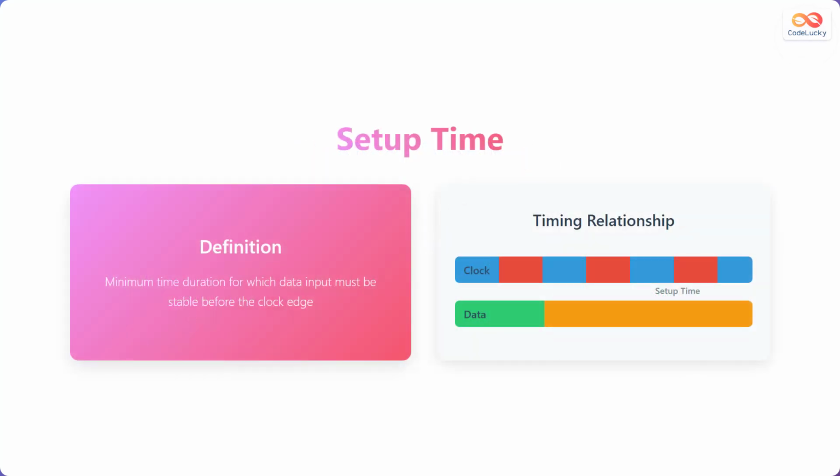Let's begin by discussing setup time. Setup time is the minimum amount of time that the data input must be stable before the clock edge in order for the data to be reliably sampled by the register. In the timing diagram, you can see the relationship between the clock signal and the data signal, with the setup time indicating how early the data must be stable before the clock edge.